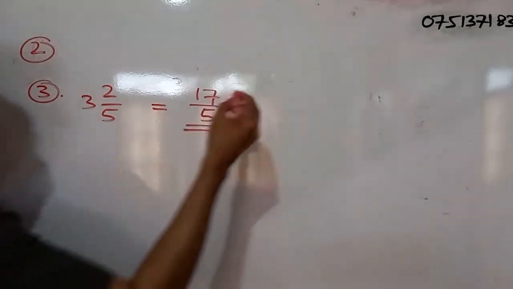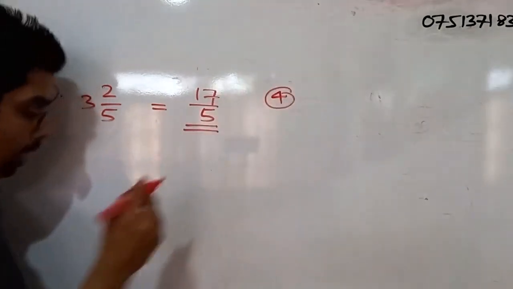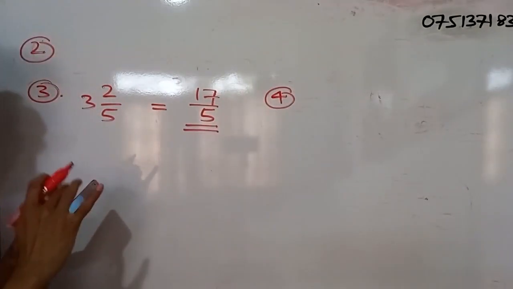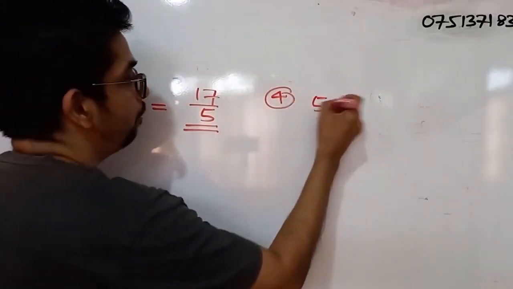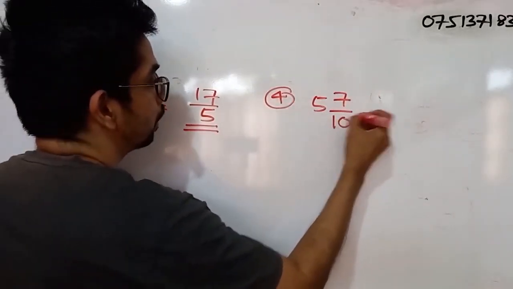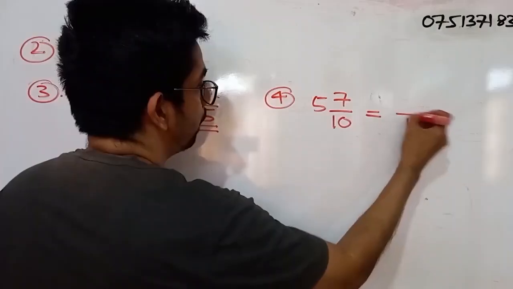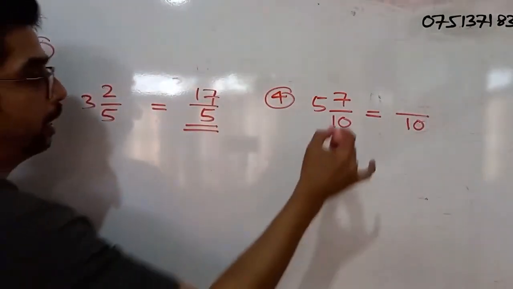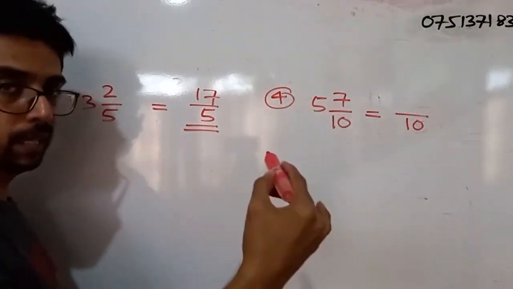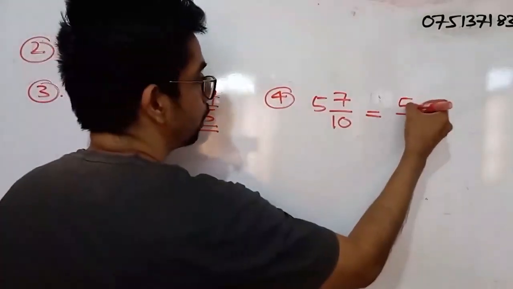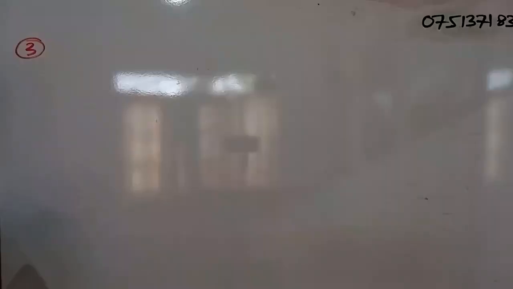Right, part 4. What do we have? We have 5 and 7 by 10. So here the denominator will be 10. What will be the numerator? 10 times 5 we know that is 50. Add a 7 to that, this becomes what? 57.